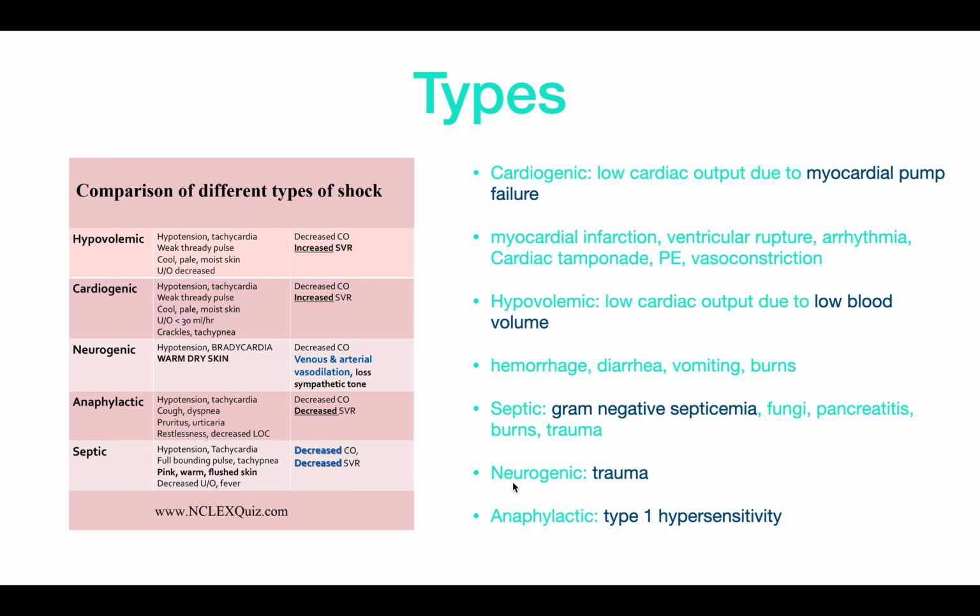Neurogenic is going to be due to spinal cord trauma. It's going to be characterized by hypotension again, bradycardia instead, and warm, dry skin. There's going to be decreased cardiac output again due to the bradycardia, along with venous and arterial dilation. And there's going to be loss of sympathetic tone. That's causing the dilation. There is no compensation either.